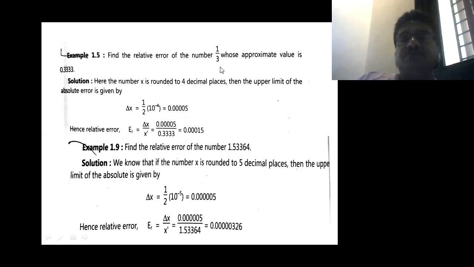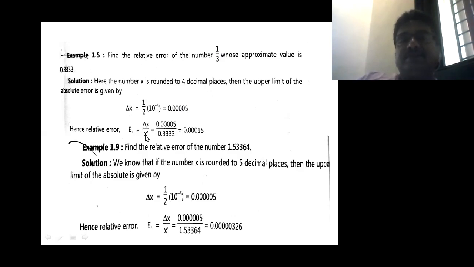We can also find this absolute error by using the formula mod x minus x dash. So 1/3 is the correct value, and its approximate value is this. So find mod x minus x dash. Again we have the same answer, 0.5 times 10 to the power minus 4 something. Actually this is the upper limit, so we can also have the answer as 4 times 10 to the power minus 4 or 4 times 10 to the power minus 5. Okay. Then the relative error is what?